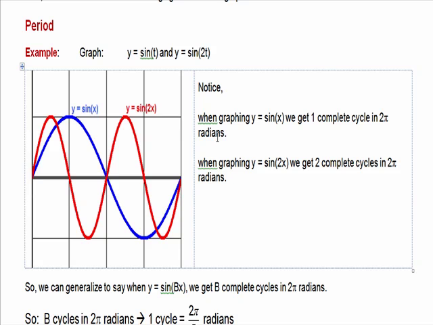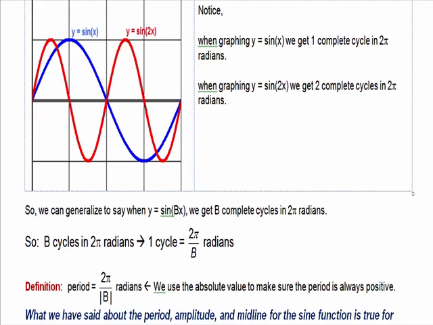So notice when graphing sine x, we get one complete cycle in 2 pi radians. When graphing sine 2x, we get two complete cycles. So we can generalize this to say that when we have y equals sine bx, and notice I didn't put the shift part in, we get b complete cycles in 2 pi radians.